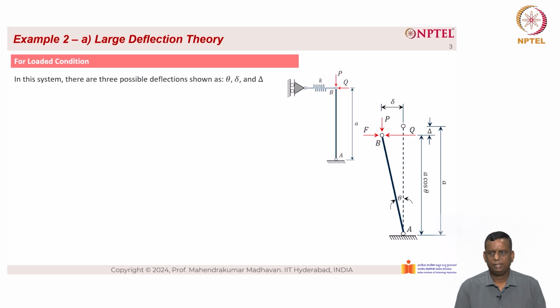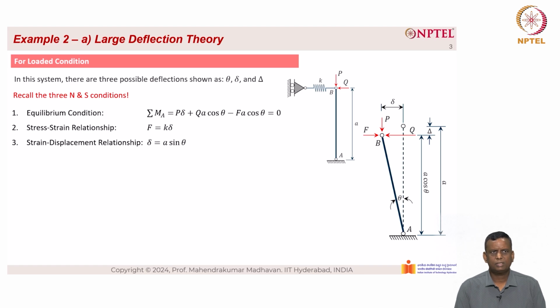The distance A, which was the length of the rod prior to the application of load, now reduces to A cos theta. So recall the three necessary and sufficient conditions. The first one is the equilibrium equation: sigma MA equal to P delta plus QA cos theta minus FA cos theta equal to 0. Here we are considering counterclockwise as positive, so we are taking the moment about the point A. Then there is the stress strain relationship F equal to K delta and the strain displacement relationship delta equal to A sin theta.